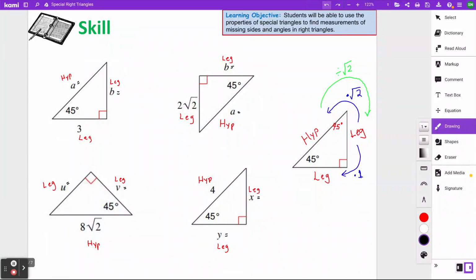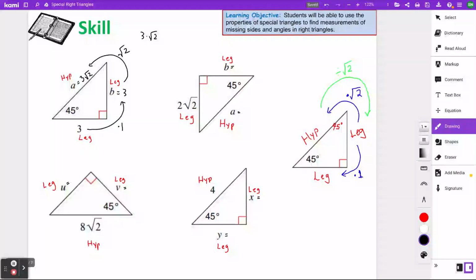If you have a leg like we do on the top left hand side and you want to go to another leg, the shortcut says that you would multiply times 1 or just write the same number. So 3 times 1, 3. B is equal to 3. To go from a leg to the hypotenuse, you would have to multiply times the square root of 2. So this makes 3 times the square root of 2. Since we only have the 3 outside the radical and the 2 inside the radical, we cannot multiply anything. Therefore, that's the answer, 3 square root of 2.